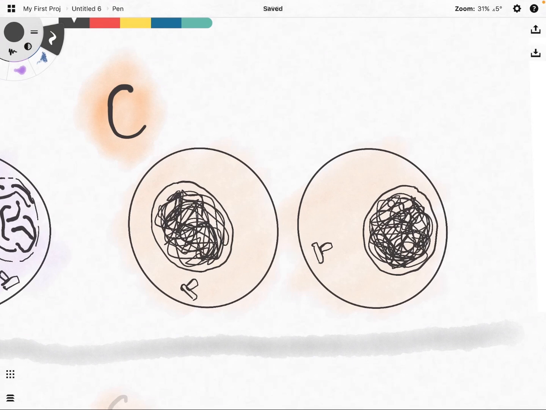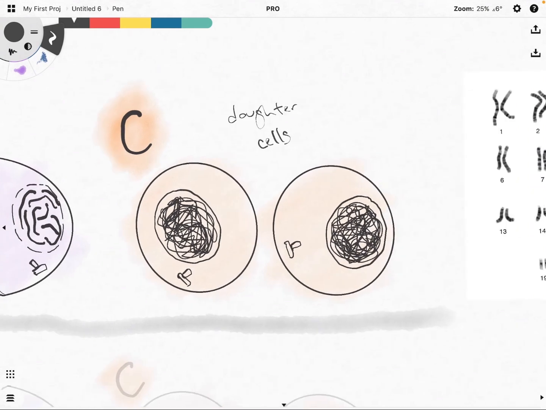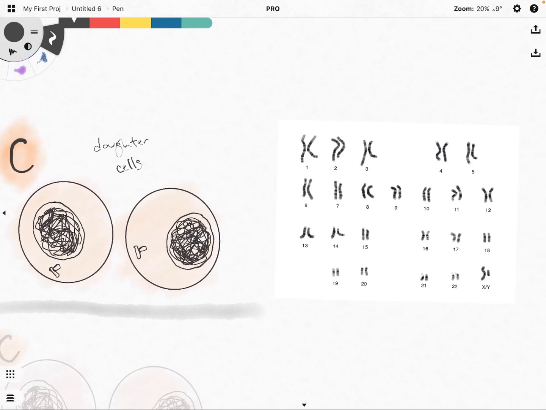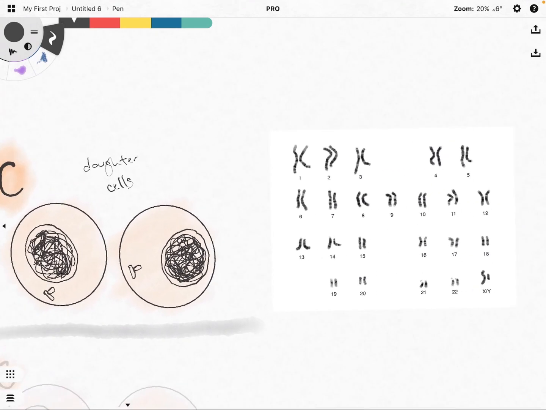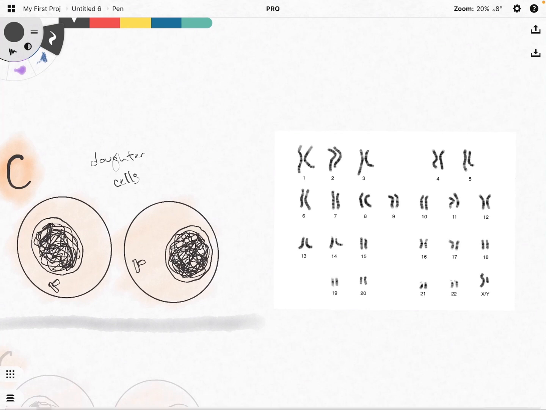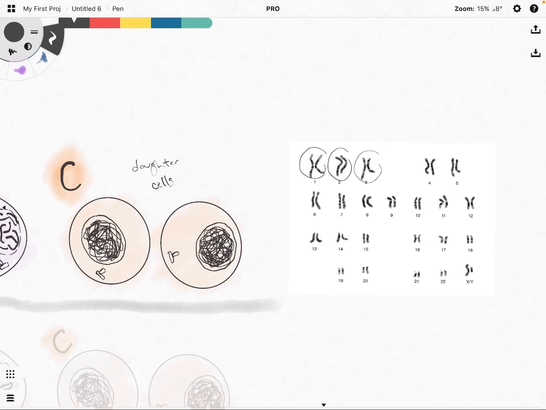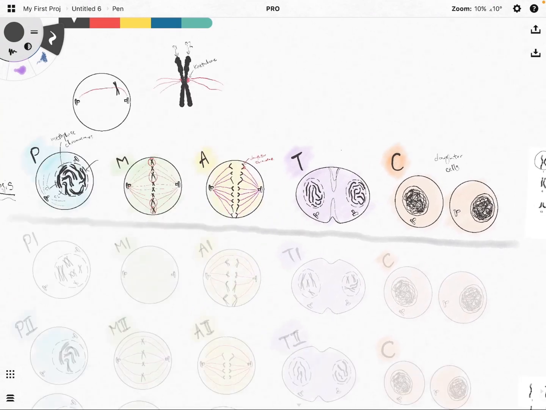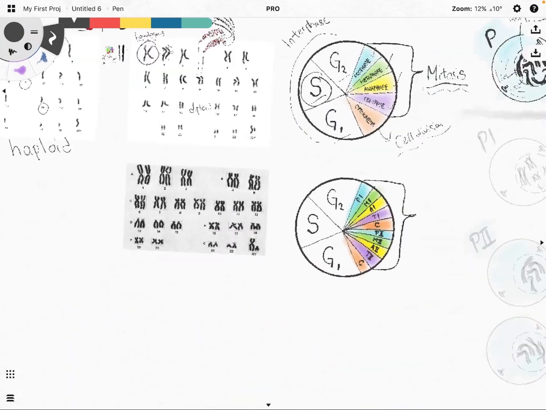And this is what we get at the end of the day. We get two what we call daughter cells. These daughter cells contain the same diploid number of chromosomes as the original cell. Here we see that there are two of every chromosome. You find that the homologous pairs of chromosomes still exist, right? And this is a stark comparison to what we saw somewhere at the beginning.